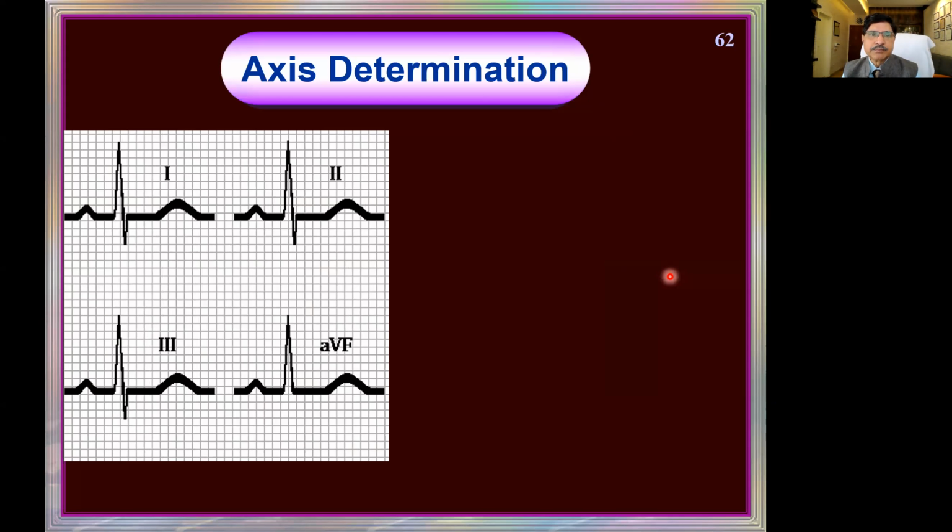Now, how do I determine the axis? Look at these 4 leads. Only 4 leads. For the axis, don't look at anything else. Underline the words: not required to look at anything else. L1 is what lead? Left-sided lead. L2 is an inferior lead. AVF also is an inferior lead.